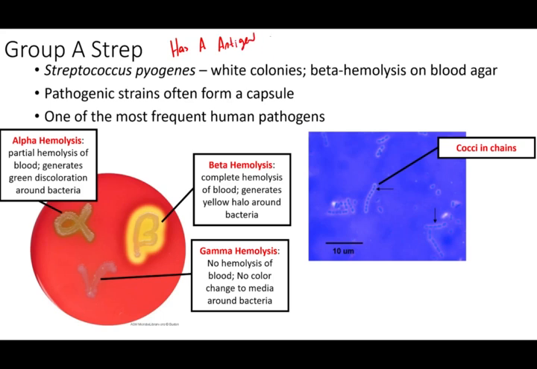So Group A Streptococcus has that A Lancefield antigen, and so that's something that we can test for as well. So when we're going to talk about diagnosis, we'll see that. But the reason it's called Group A strep is because it has this unique molecule on the surface called the A antigen.